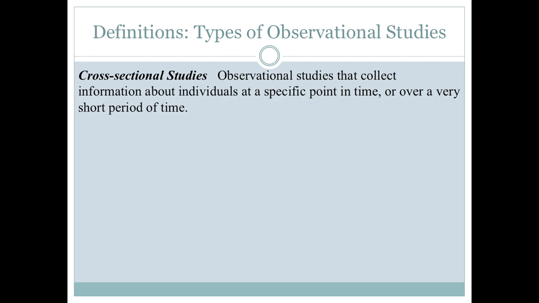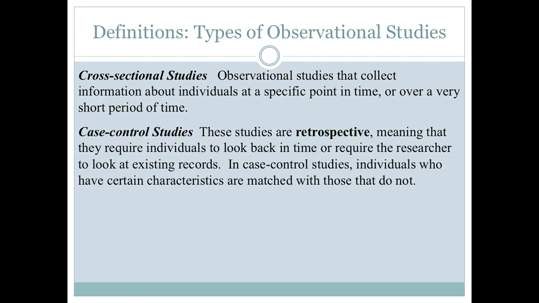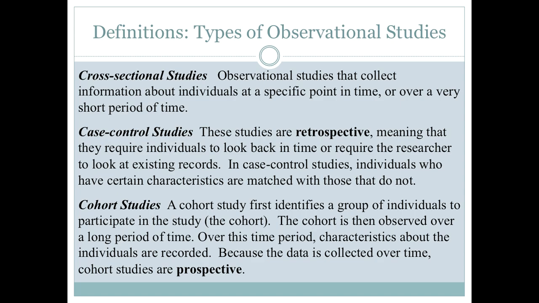Now, there are some other types of observational studies we're going to talk about, so these are like specific subcategories. Cross-sectional studies are observational studies that collect information about individuals at some specific point in time or over a very short period of time. Case control studies are retrospective, meaning that they require individuals to look back in time, and they require the researcher to look at existing records. So basically, they're just looking backwards in time. And then cohort studies are studies that follow people over time. People are followed over a certain time period, and characteristics about that individual are recorded. So this is a prospective study.